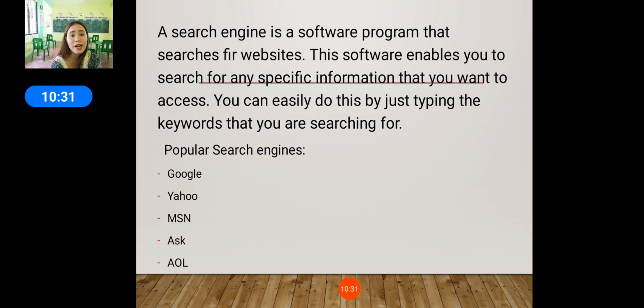So this software enables you to search for any specific information that you want to access. You can easily do this by just typing the keywords that you are searching for. So popular search engines, we have Google, Yahoo, MSN, Ask, and AOL. So those are the popular search engines, which are different also from the web browsers.